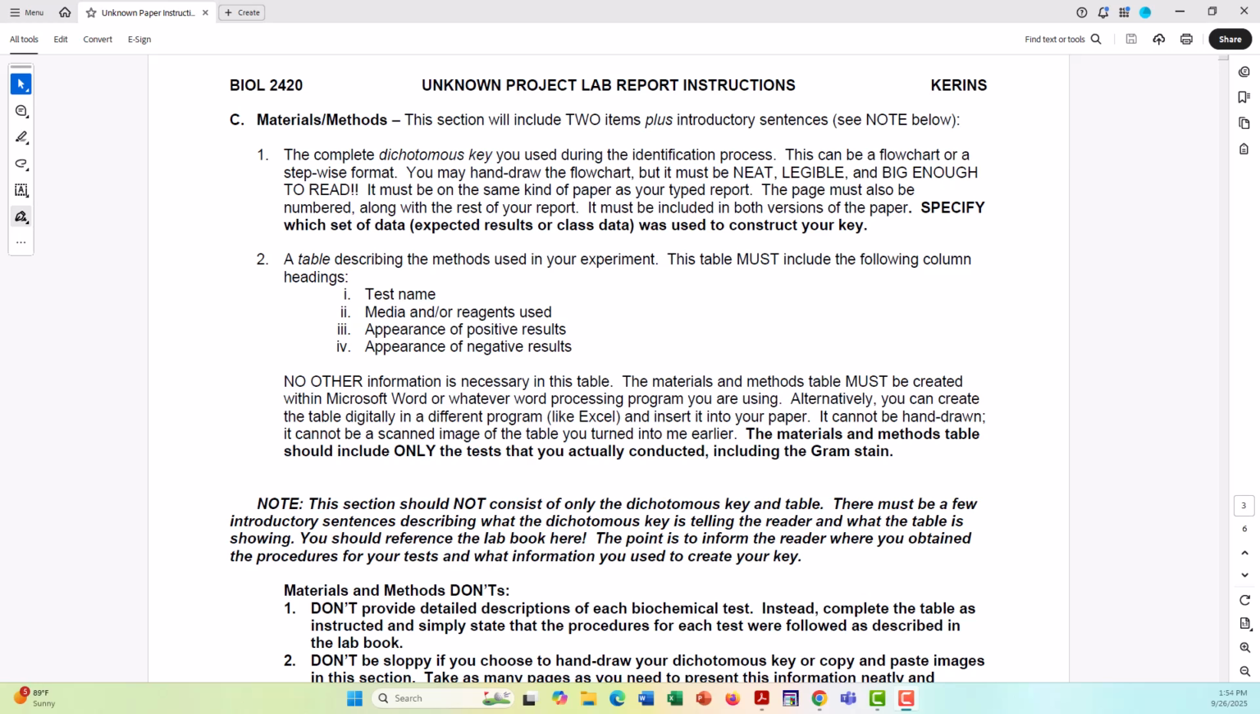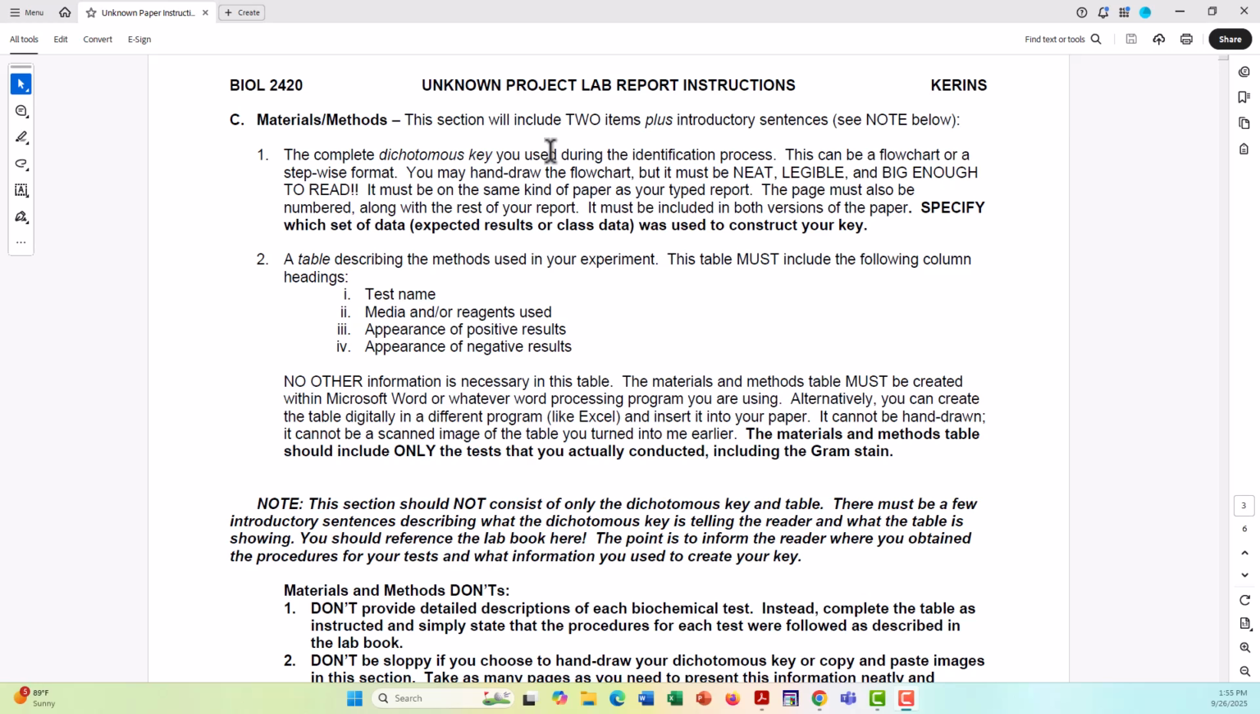One of the things you're going to include in this section is your complete dichotomous key, the one that you turned in to me and that I graded, because this is what you had to use to figure out what your unknown was. This could be a flow chart or it could be the stepwise format, however you want to present it.